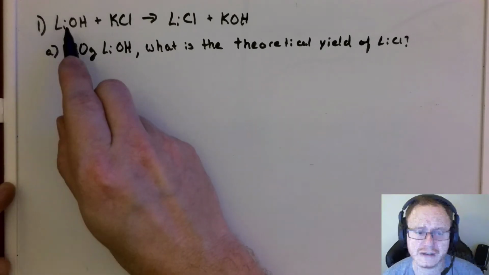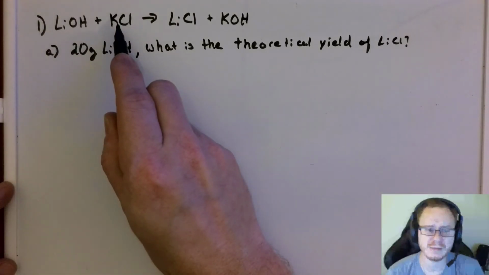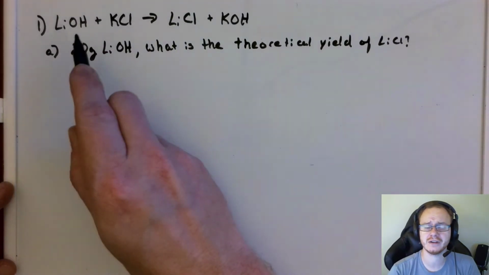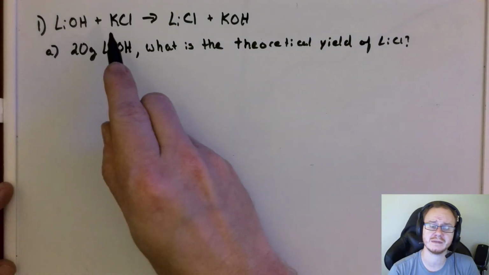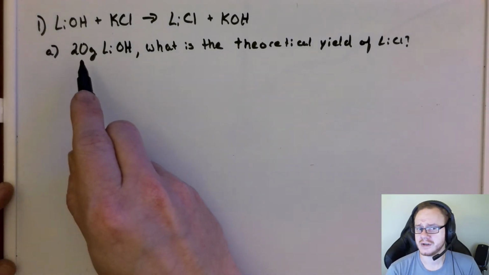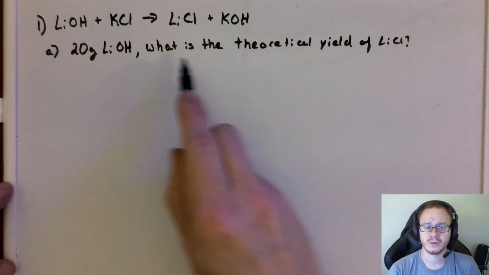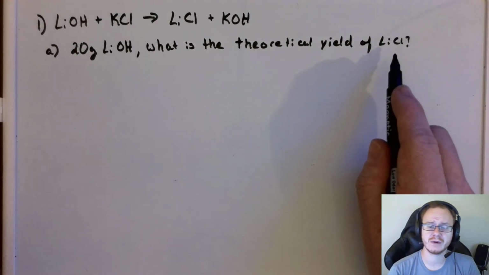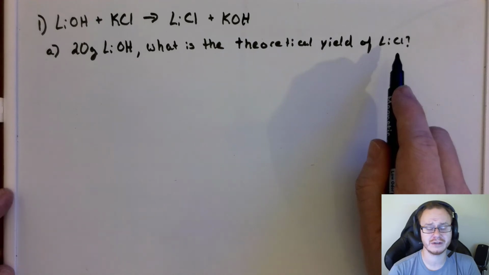Now it's time to take a look at some of our homework. In problem number 1, we're given lithium hydroxide reacting with potassium chloride to yield lithium chloride and potassium hydroxide. This is already a balanced equation. It happens to be 1 to 1 to 1 to 1. First, we're given 20 grams of lithium hydroxide, and we're asked what is the theoretical yield of lithium chloride.